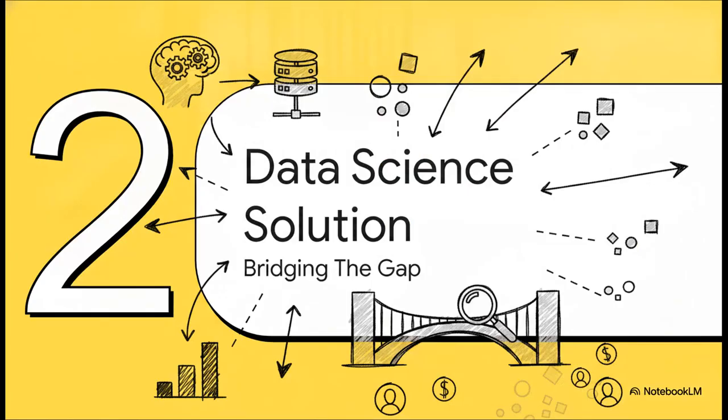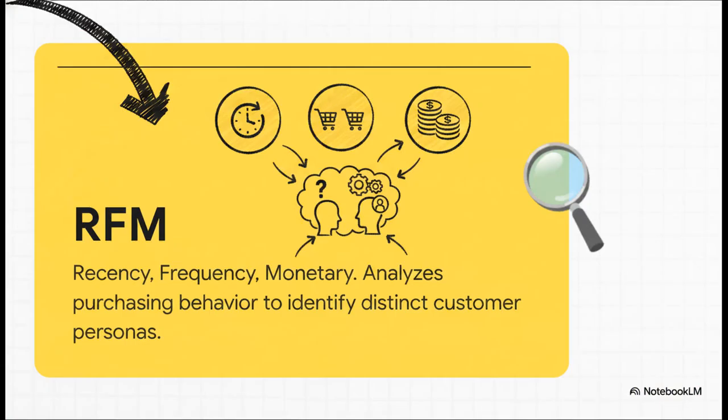So, how do we fix this? That brings us to part two, the data science solution. The absolute bedrock of this entire solution is something called RFM. That stands for recency, frequency, and monetary value. Instead of just looking at basic demographics, we are diving into actual purchasing behavior.